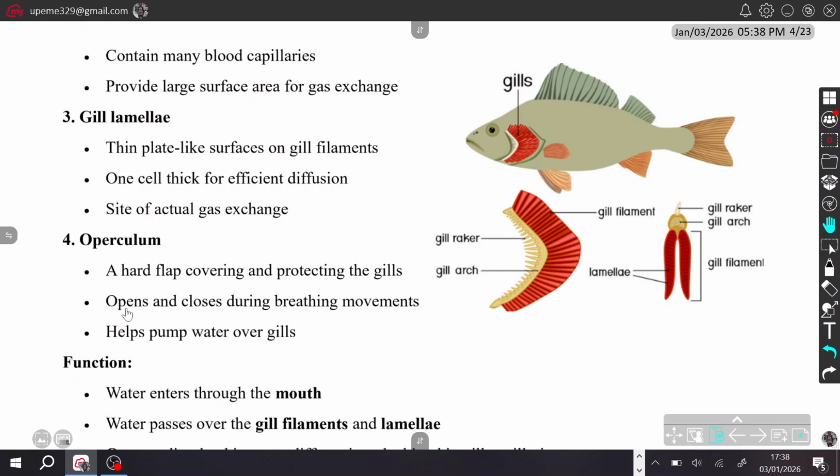It opens and closes during breathing movements. We have all seen a fish in water. It opens and closes those opercula. So that's why we're saying it opens and closes during breathing movements. It helps pump water over the gills. So it helps to pump water to pass over the gills.